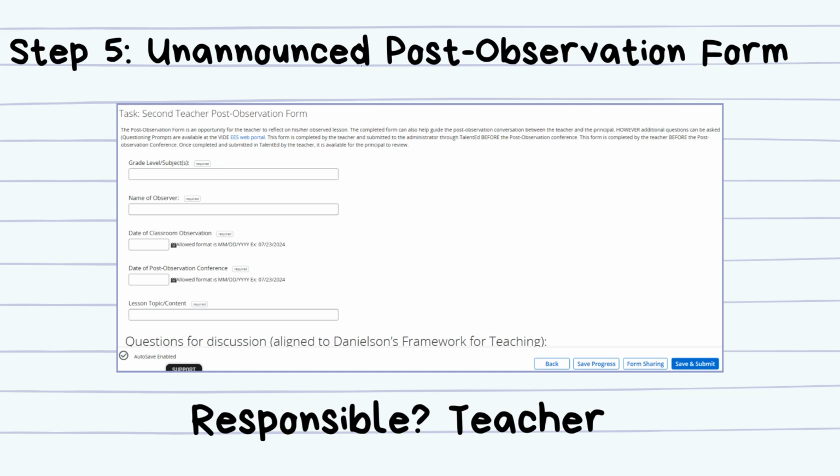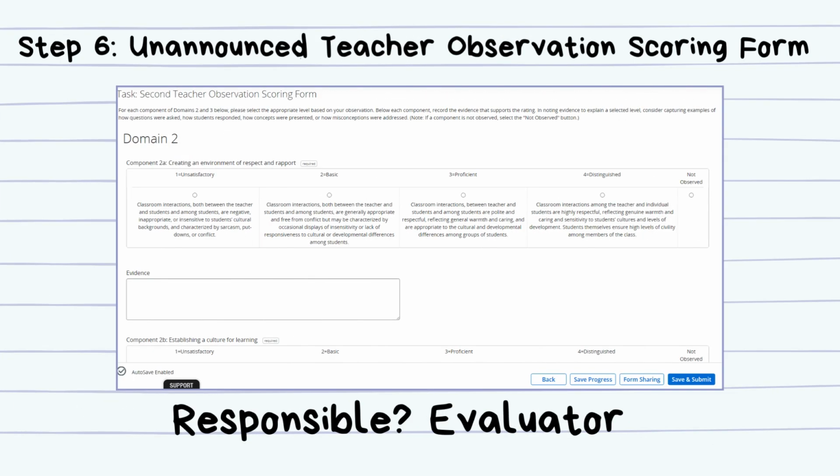The next step will be the unannounced post-observation form. After an unannounced observation meeting was held, the teacher will fill out this form to detail how the observation meeting went. The next step is the unannounced scoring form. The evaluator will fill this form after the unannounced observation meeting. The evaluator will rate the teacher based on the Danielson framework.